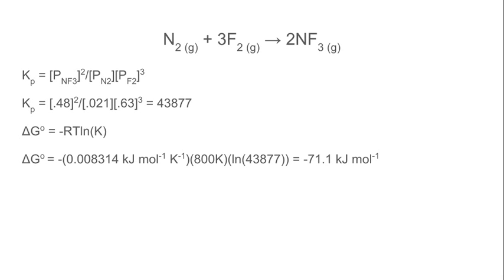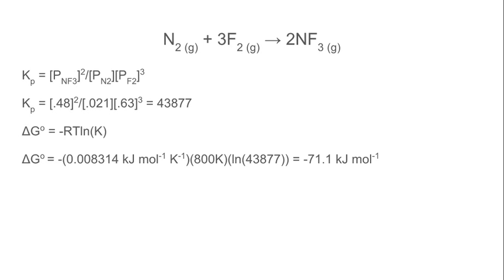Now we solve it like we do. The equilibrium constant Kp is equal to products over reactants. Plug that in, we get 43,877. That's K. Delta G naught is equal to negative RT ln K. And we plug. Oh yeah.